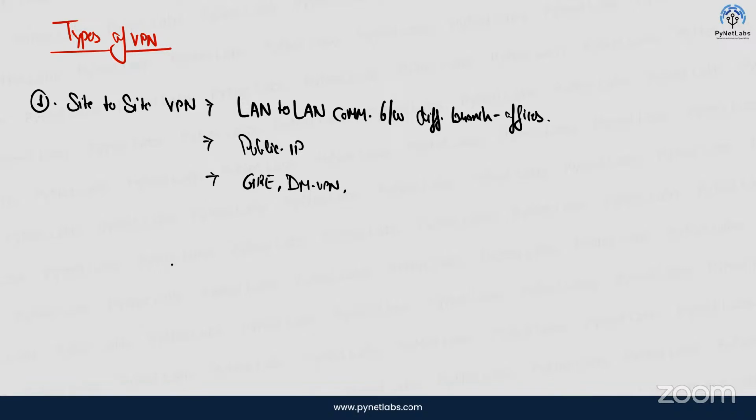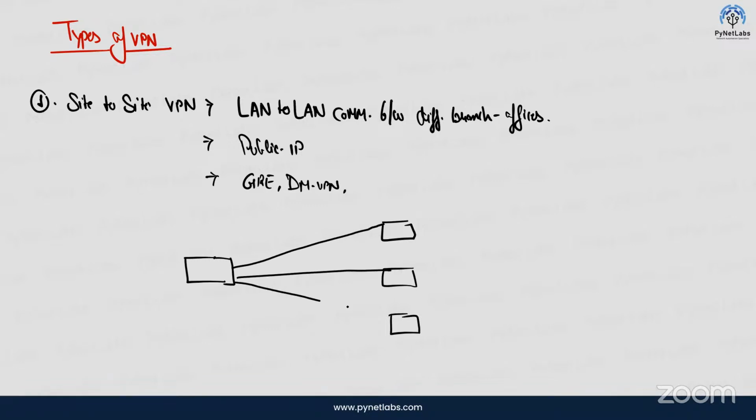In simple terms, for example, if this is your main head office and you have three different branch offices, there will be point-to-point links with your three different branch offices like this in the case of site-to-site VPNs. Whereas the other type of VPN is remote access VPN, which has point to multi-point links. Let's go to the second page and write, just a moment.